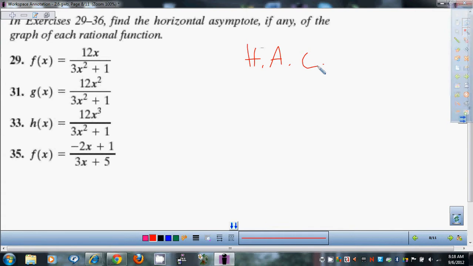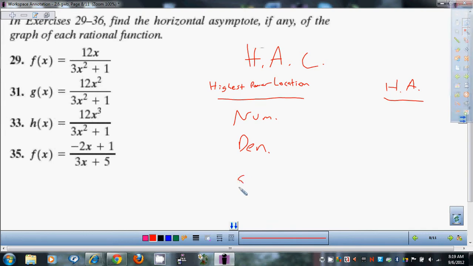And those 3 possibilities are solely determined on where is the highest power. Highest power location is the only thing that matters when it comes to horizontal asymptotes. So we're going to find that highest power, and that will determine what our actual horizontal asymptote is. Those are the only 2 columns in this chart. The 3 possibilities are this: the highest power lies in the numerator, it lies in the denominator, or they are the same. They have the same highest power in both the numerator and denominator.